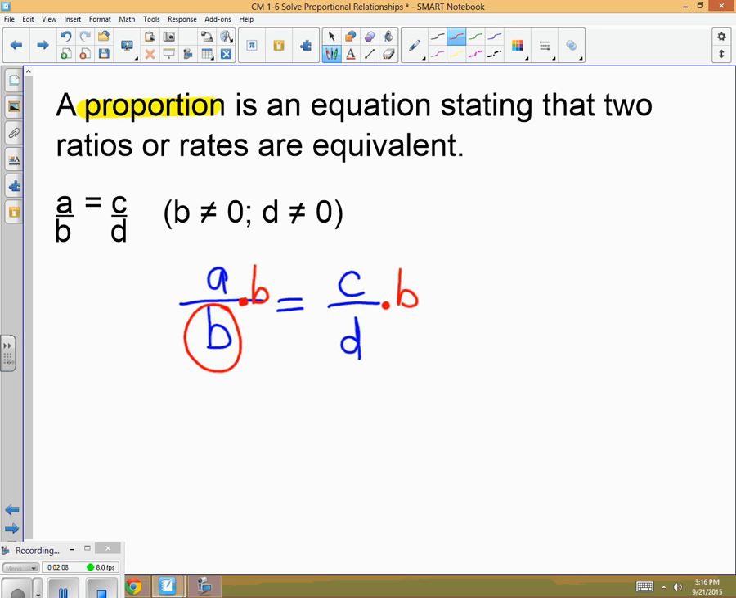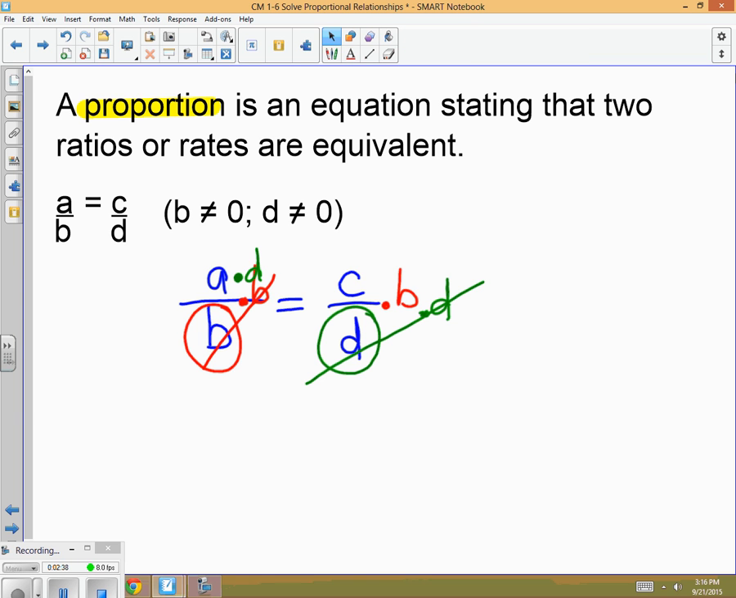Now you have B in the numerator and B in the denominator. B over B cancels out to 1. Now I'm going to do the same thing with the denominator of D over here. Since D is being divided, I want to undo that division, so I'm going to multiply times D to both sides of the equation. This is going to get rid of the denominator because D over D cancels out.